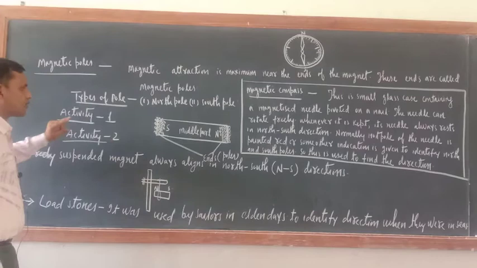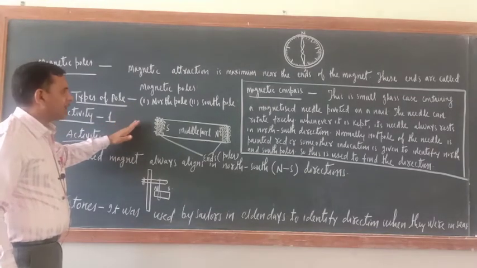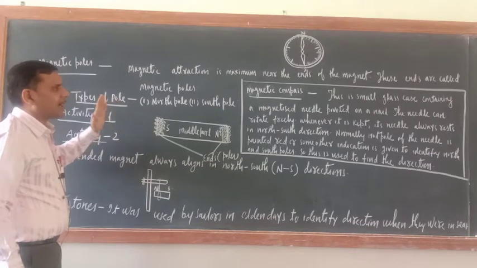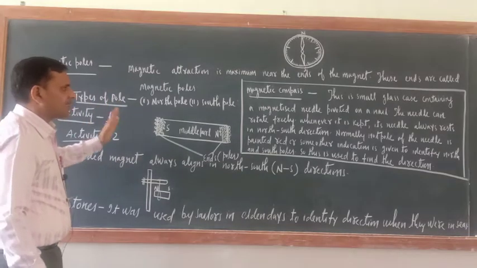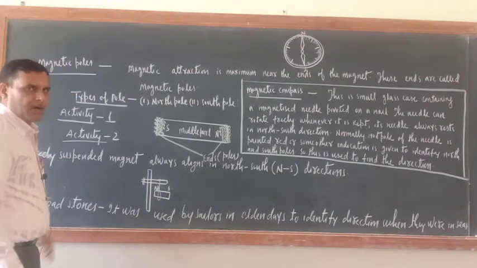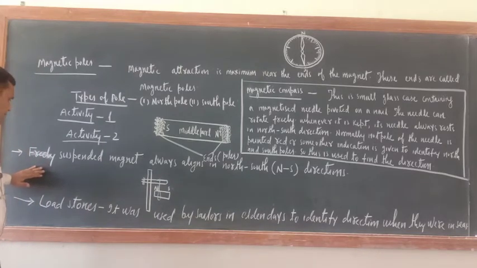So what do these activities indicate? These activities indicate that magnetic attraction is maximum near the ends of the magnet, and these ends are called poles, north pole and south pole. Now we'll do one more activity.